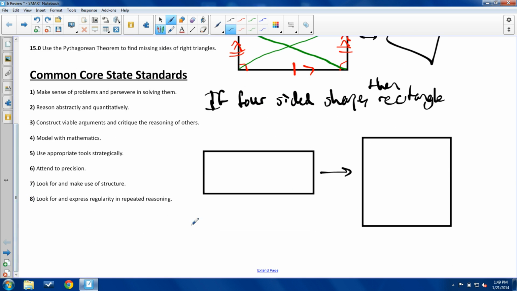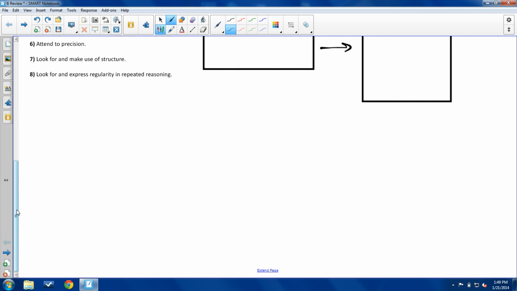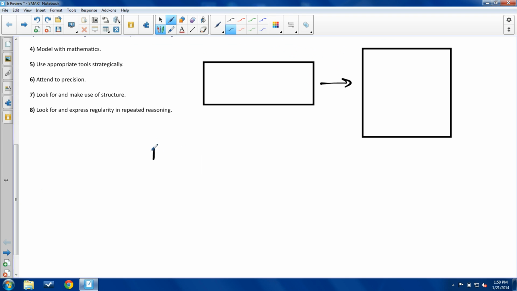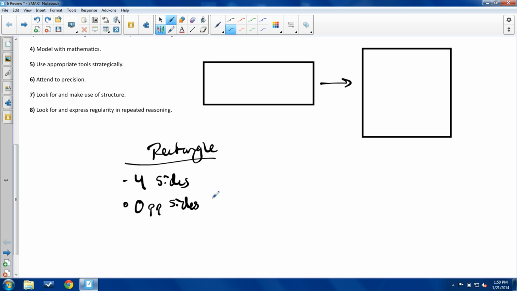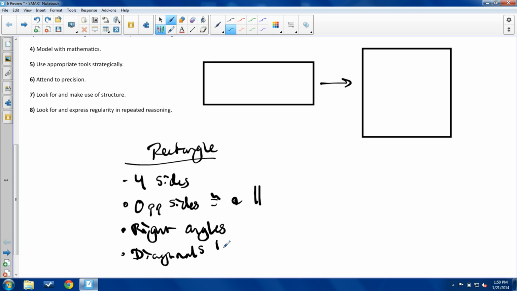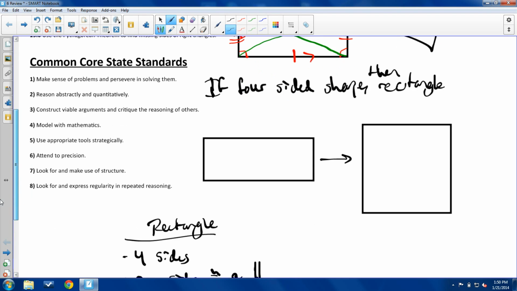So here, the best thing you could probably do is start listing the properties of both. Okay, so what does a rectangle have? We talked about this. Four sides. Opposite sides congruent and parallel. All right angles. Diagonals bisect each other. Was that it? Yeah, let's go with that.